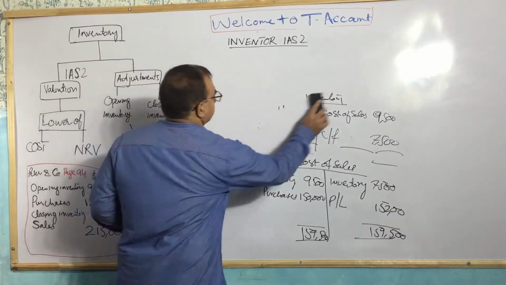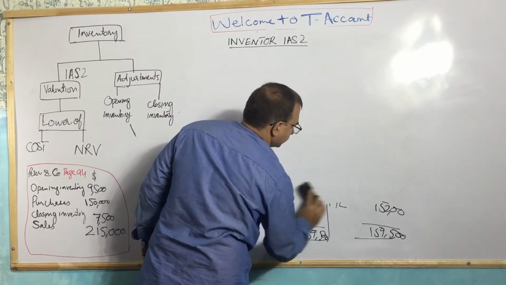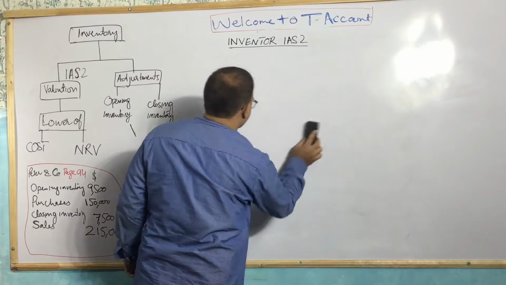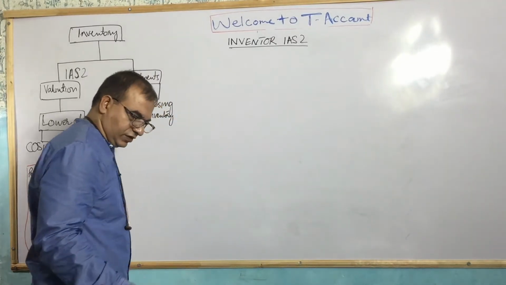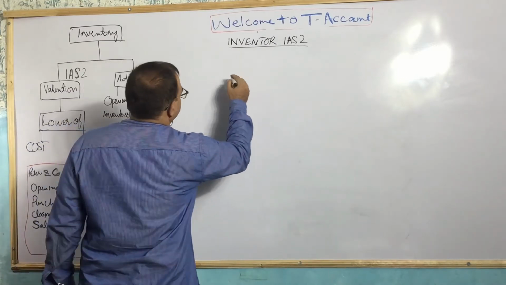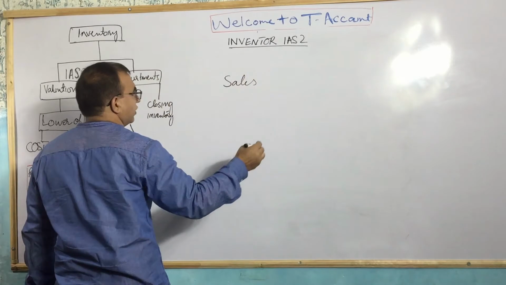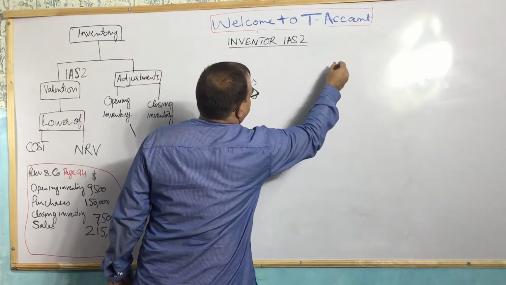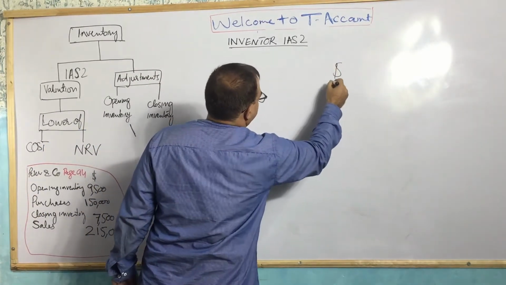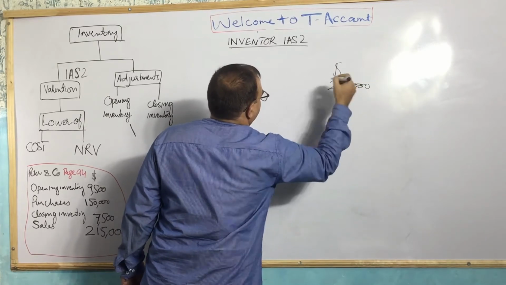I didn't want to remove it, but I think I need more space for that. Same example, they are asking for gross profit. For gross profit, we need sales first. They have given that information. I'll try to be as bold as possible. Okay.